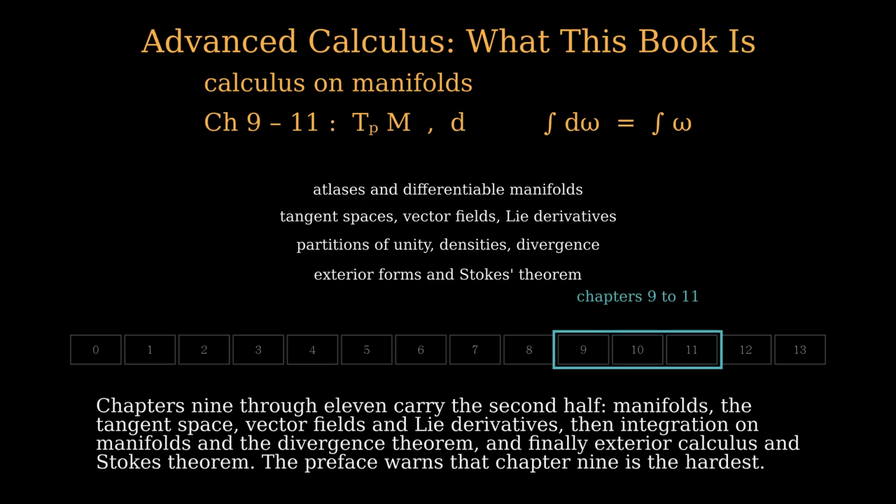Chapters 9 through 11 carry the second half: manifolds, the tangent space, vector fields and Lie derivatives, then integration on manifolds and the divergence theorem, and finally exterior calculus and Stokes' theorem. The preface warns that Chapter 9 is the hardest.